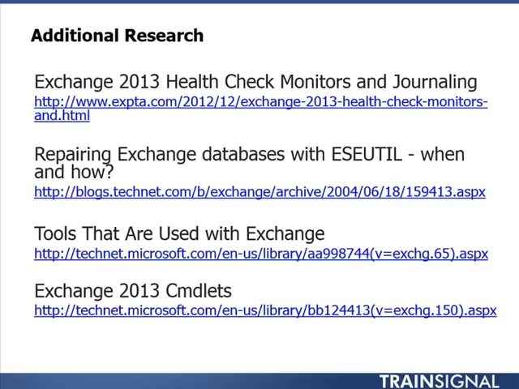Some of the additional research points to keep in mind: we want you to take a look at these 4 articles. The first one is Exchange 2013 Health Check Monitors and Journaling. That goes back to the point that was made earlier in the lesson regarding these health mailboxes and how they can interfere with journaling. So this article will help you to see what you might do to mitigate that. The next one is Repairing Exchange Databases with ESEUtil, When and How. Then we have Tools that are used with Exchange. This is a list of tools. Some of them are out of date, but it's just good to see a full list of all the different tools that you might use. And the last one is Exchange 2013 Commandlets.